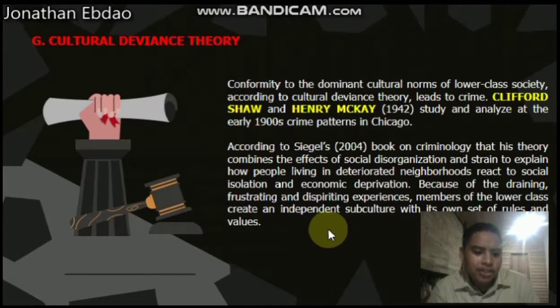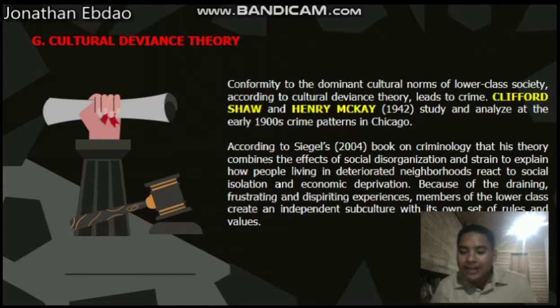Conformity to the dominant culture norms of lower class society, according to cultural deviance theory, leads to crime. Clifford Shaw and Henry McKay studied and analyzed the early 1900s crime patterns in Chicago. According to Siegel 2004, in his book on criminology, this theory combines the effects of social disorganization and strain that explain how people living in these rated neighborhoods react to social isolation and economic deprivation. Members of the lower class create an independent subculture with its own set of rules and values.